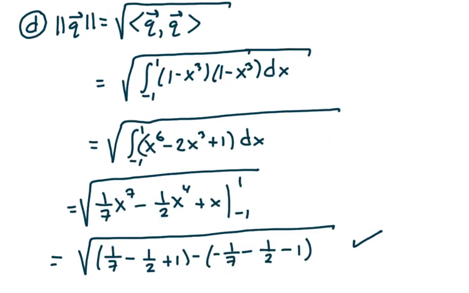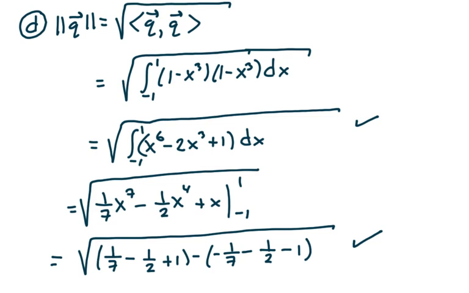Part D. Suppose I want the norm of Q, but that's the square root of the inner product of Q and Q. But that's the square root of the integral from -1 to 1 of 1 minus x cubed times 1 minus x cubed dx. But that's the square root of the integral from -1 to 1 of x to the 6th minus 2x cubed plus 1 dx.